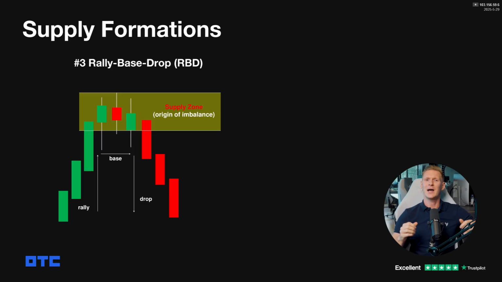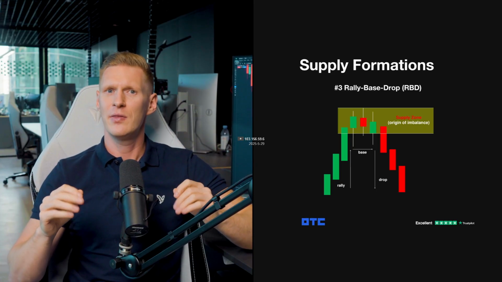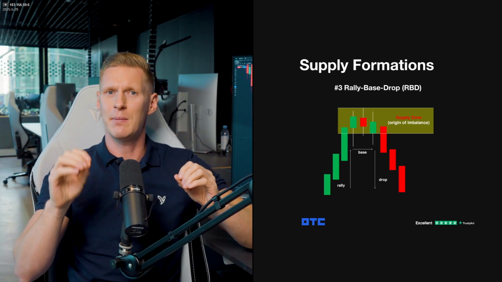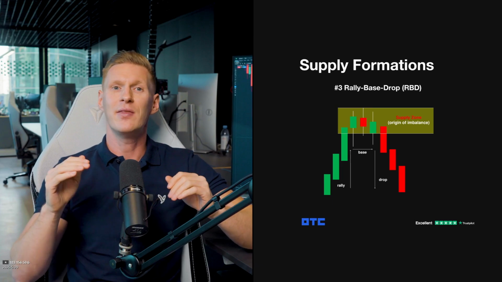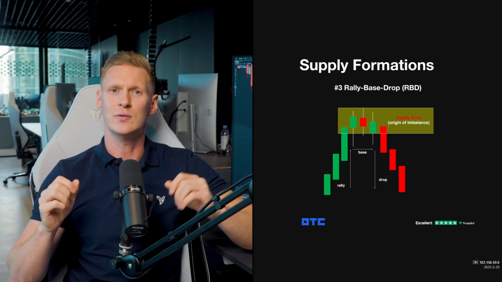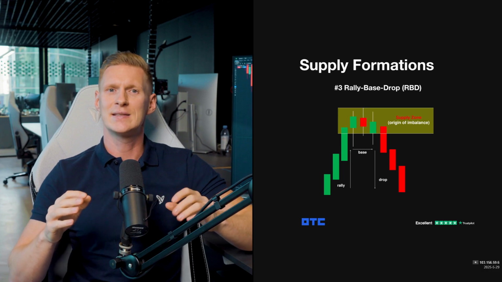Now you've seen the 2 different demand formations, the drop-based rally and the rally-based rally. Let's explore supply formation, which mirrors demand formation, but is flipped. There are 2 primary types. Rally-based drop, RBD, the inverted U. Price rallies, forms a base where it stabilizes in a balanced state, then drops sharply. This shape looks like an inverted U. The base marks the origin of the imbalance, which defines the supply zone.